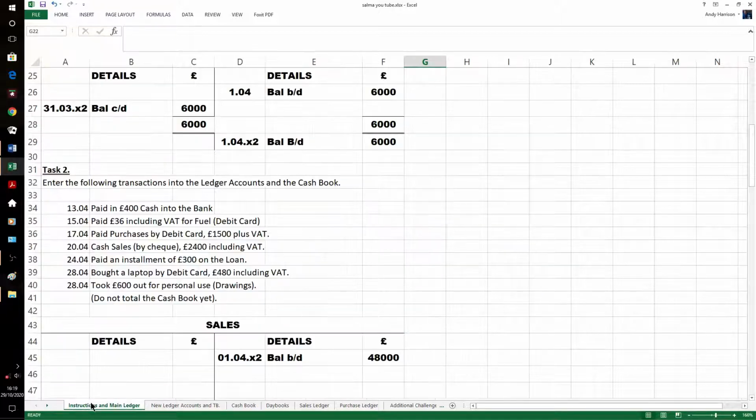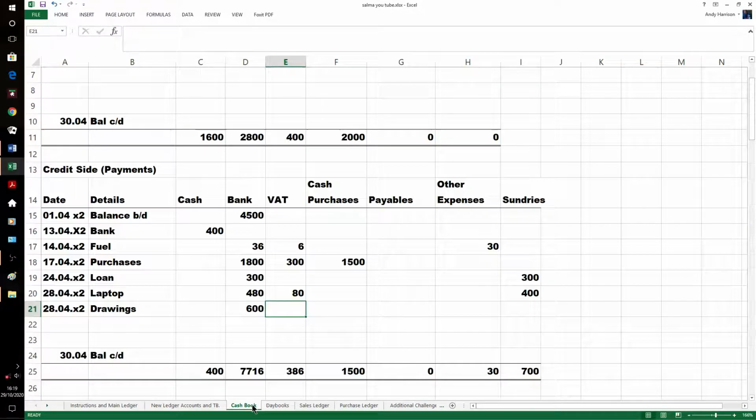Actually read the instruction. Personal use. No, oh, it didn't actually say. I'm making an assumption then. It's going out of the bank. No VAT, of course. This is our own money on drawings. The owner taking out their own capital.